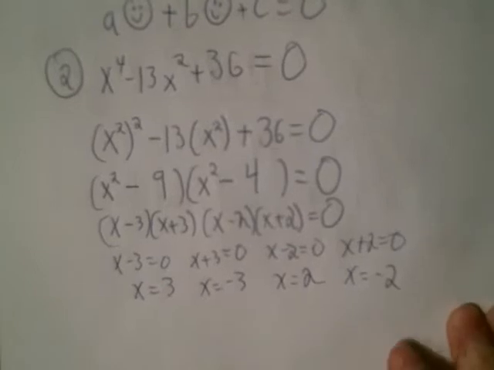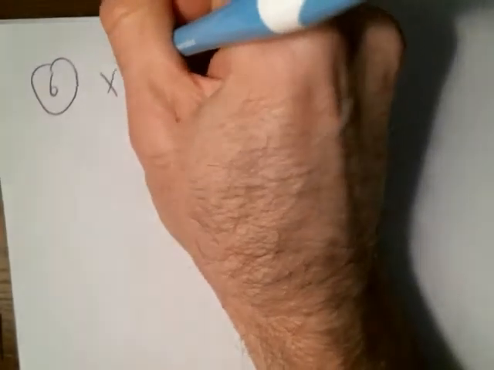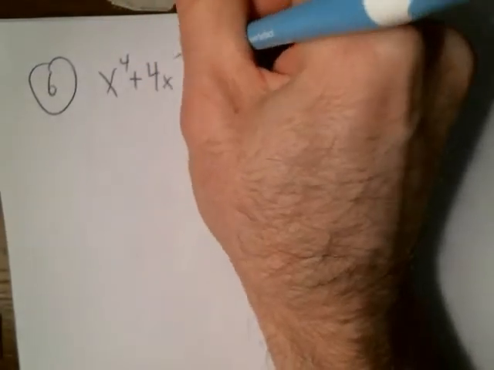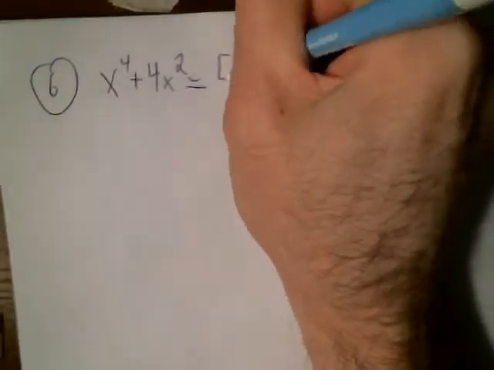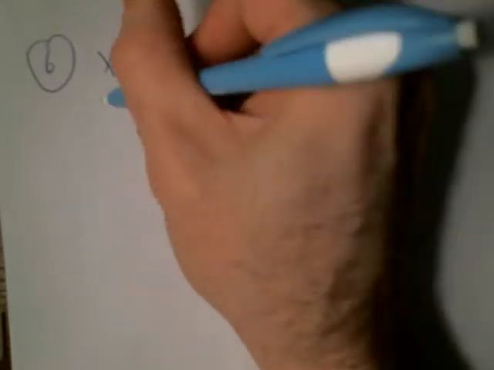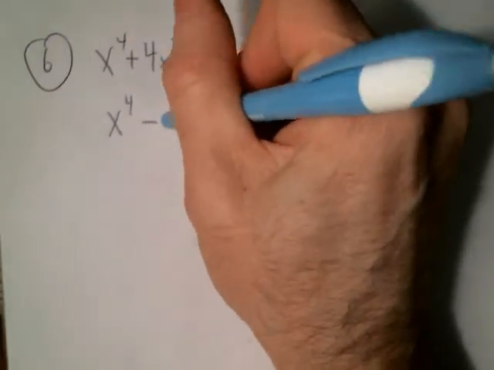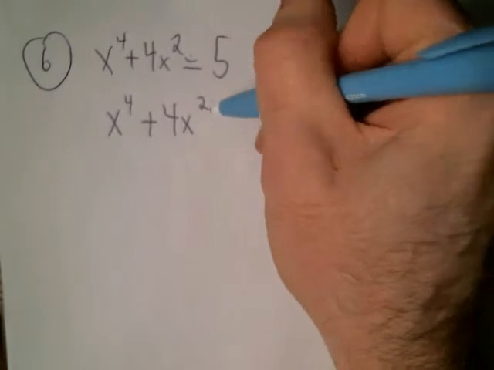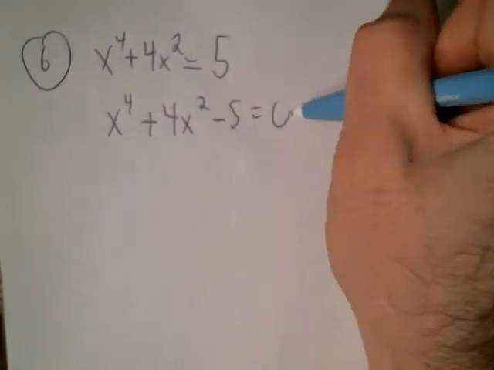Okay, so let's look at another one like that. So I have problem 6. x to the 4th plus 4x squared equals 5. Okay, so first we want to get it into the quadratic form, so set it equal to 0 by subtracting 5 from both sides. We have x to the 4th plus 4x squared minus 5 is 0.